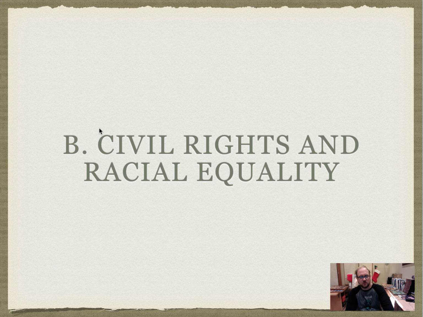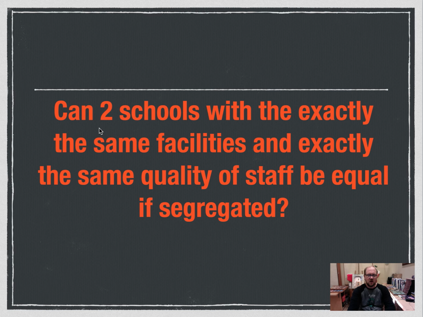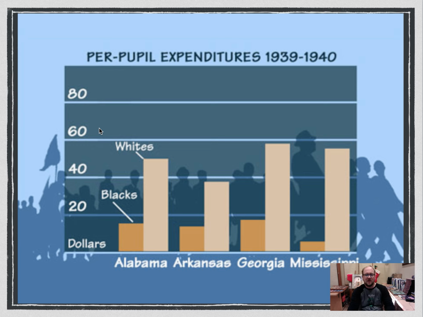Okay, civil rights during the 1950s and 60s. It really starts off in 1954. The whole thought was, can two schools with exactly the same facilities and the same quality of education be segregated? And if they're segregated, can the people in these schools be equal? The thought is no. And we know the reality was that there really was not fairness. There were not separate but equal facilities.